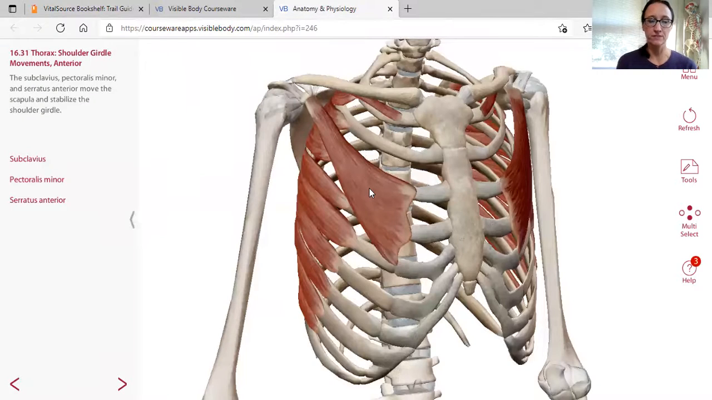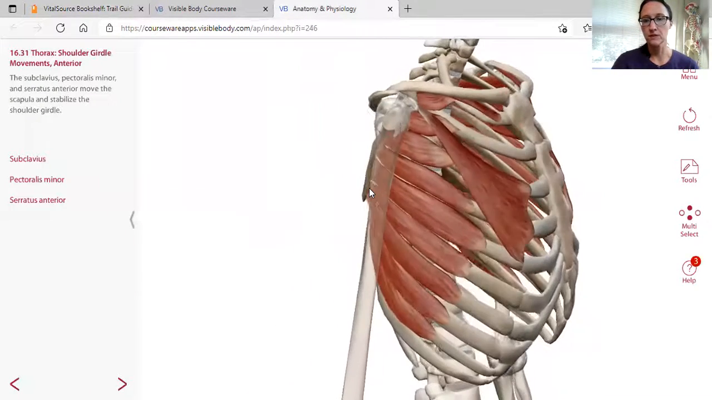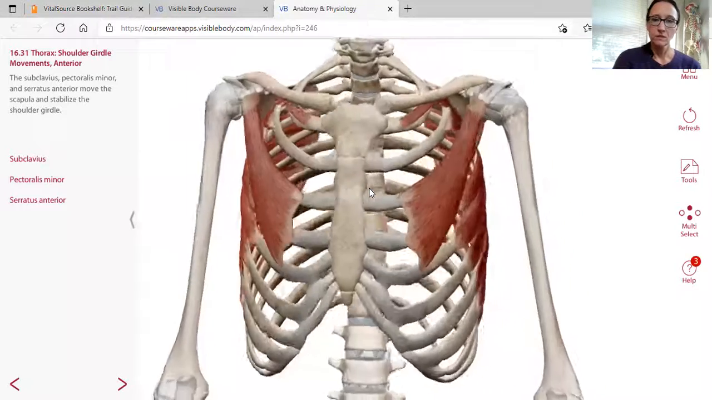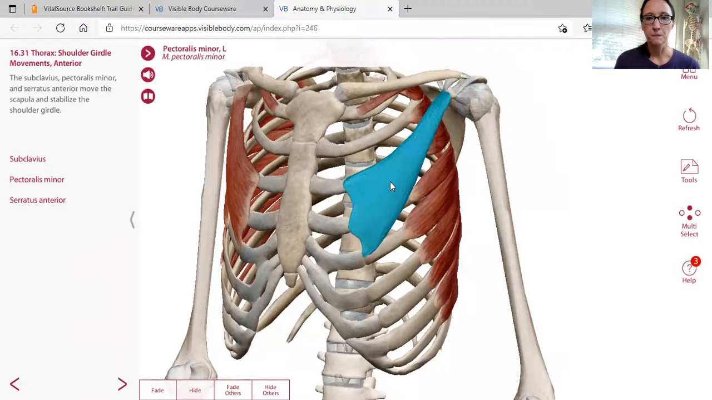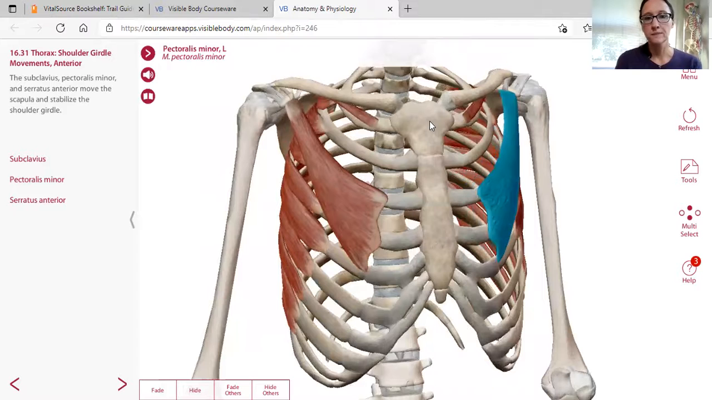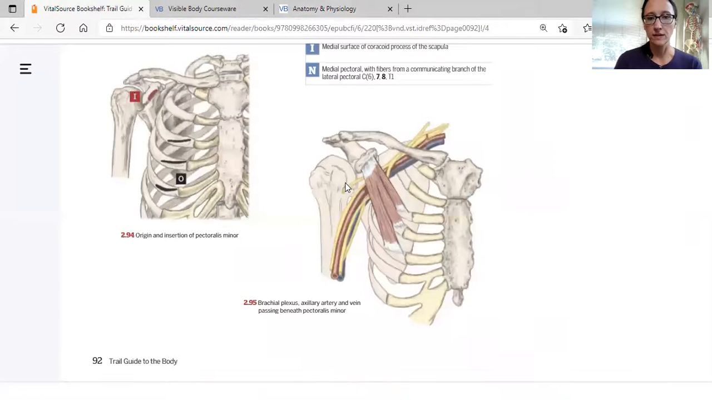So here's pec minor in your visible body. It looks a little weird. They don't have separate fibers for this pec minor here, but you can see it originates on the 3rd, 4th, and 5th rib here, 3, 4, and 5, and then inserts at the coracoid process. Okay, and like I said before, here's serratus anterior, right? So it's in there as well. This little guy right here is subclavius, and that's what we're going to talk about next.